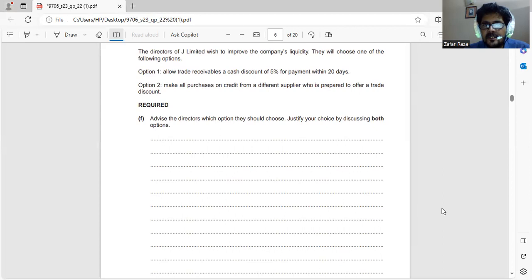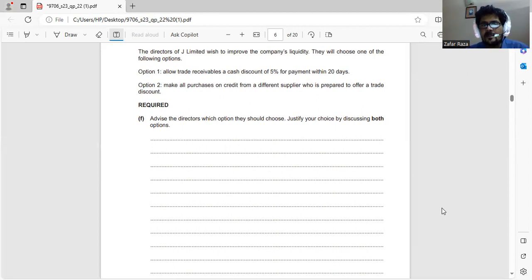Allowing trade receivables a cash discount, a 5% discount to all customers if they pay within 20 days, would definitely motivate customers to pay earlier because they want to avail the discount. But on the other hand, that discount would decrease your cash inflow. So if we are ready to sacrifice discounted cash flows, then this option is good.